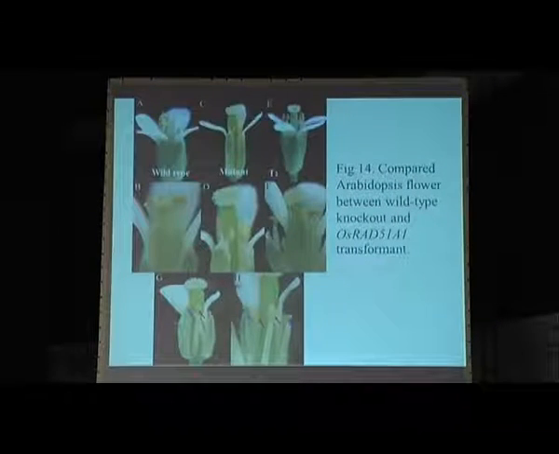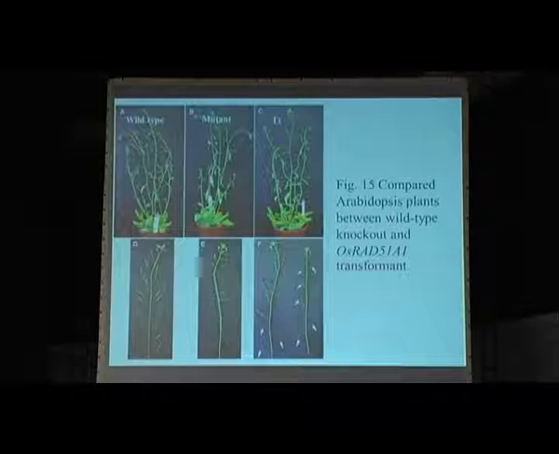However, in the rice Rad51 transformant in Arabidopsis, compared with wild type, we found two types of anther, shown by the blue and red arrows. The blue shows an anther that can produce some pollen grains and is fertile. The other anther is completely sterile. And then we can see the silique of the transformant at the white arrow. Some siliques cannot develop, but some siliques develop normally.